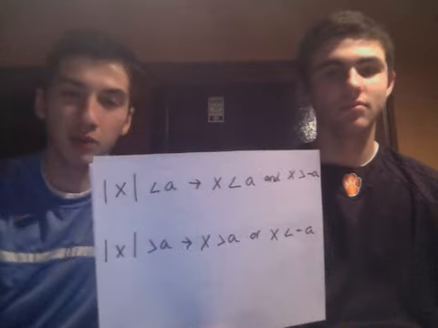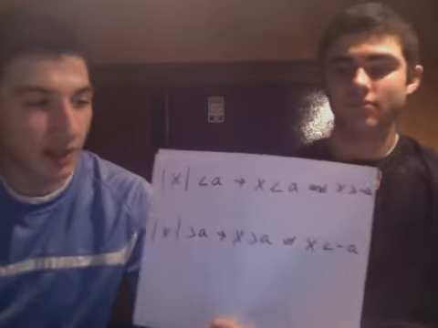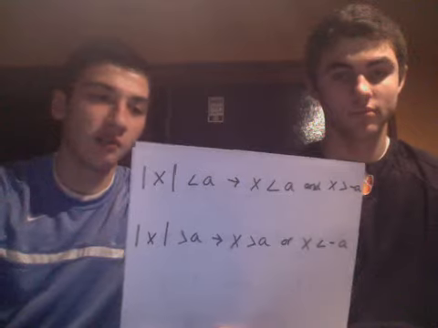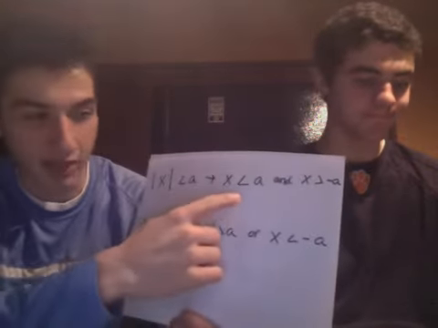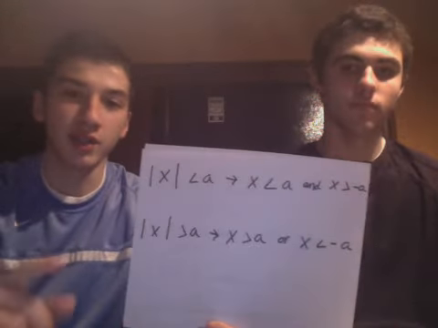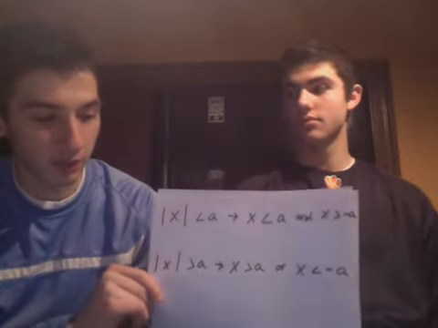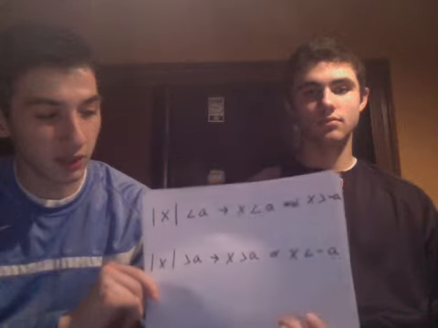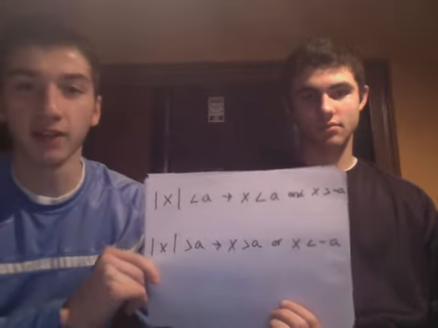Some of the main rules are: if you have the absolute value of x less than a, you have to split it up into two sections, x is less than a, and then use "and", x is greater than negative a. And if you have the absolute value of x greater than a, you split it into two sections, where x is greater than a, but here you use "or", x is less than negative a.